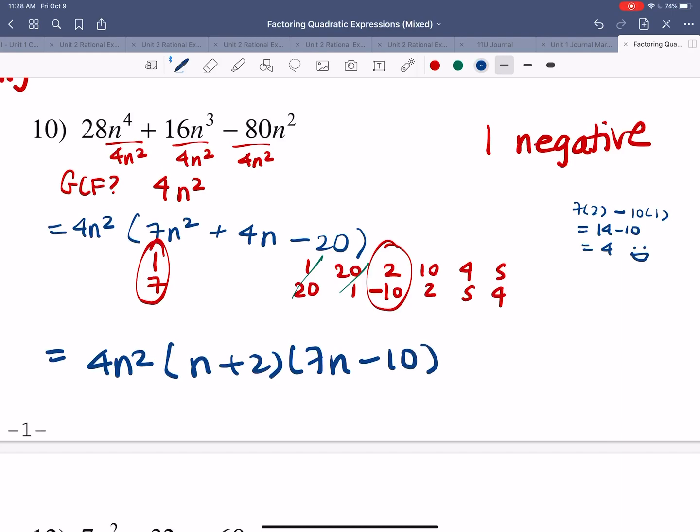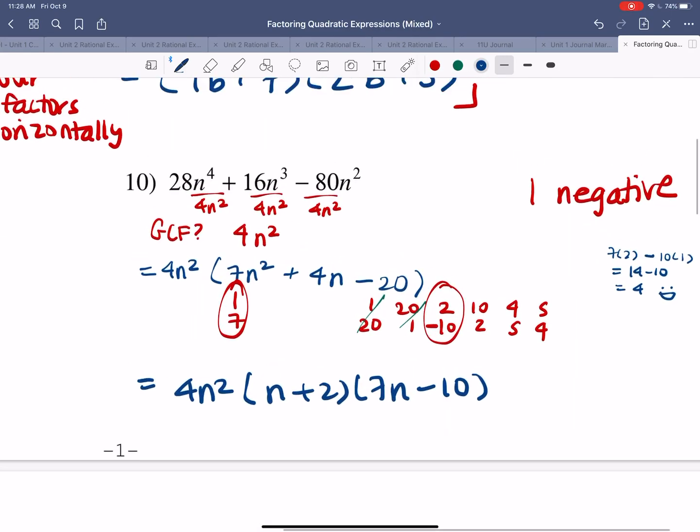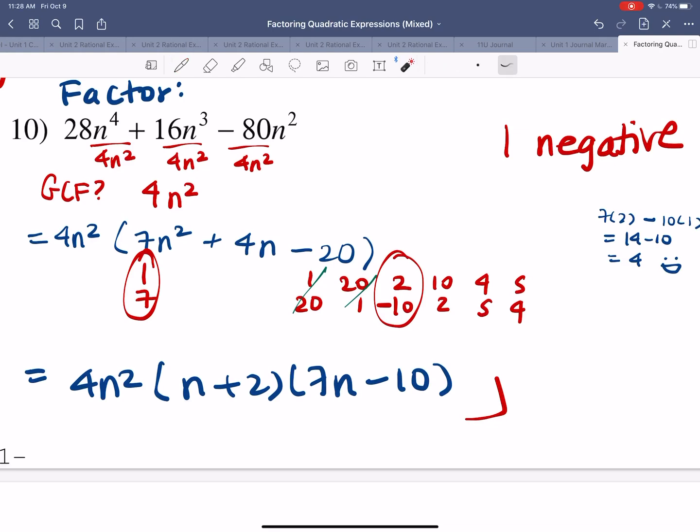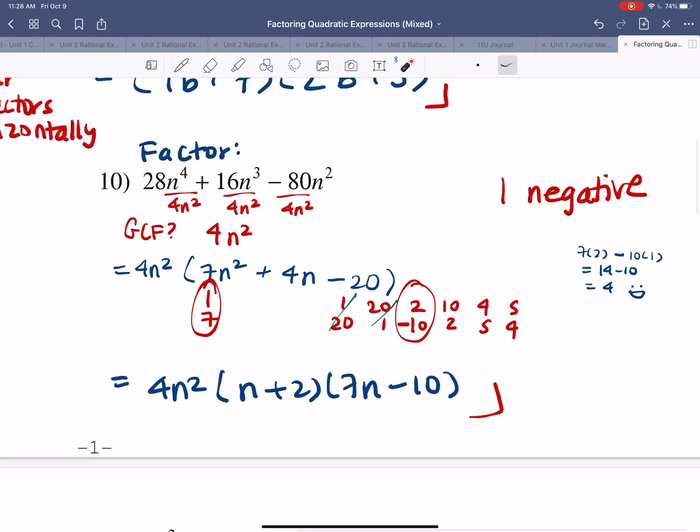minus 10. The question originally was asking to factor this, not solve. So because it's to factor, you're going to stop here. And I can't really factor anything else. This is an odd exponent. There's not really anything else for me to do, so I stop here.